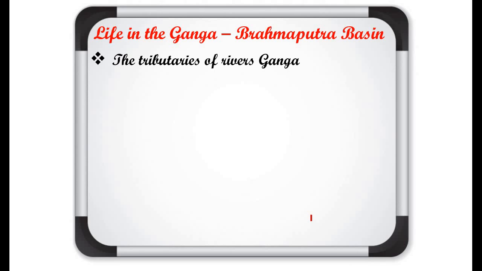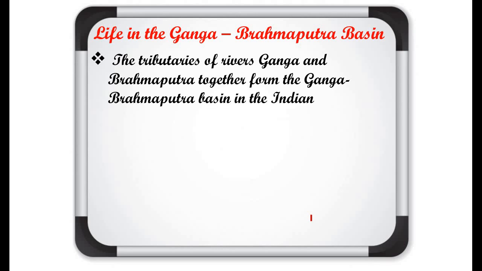Now we will discuss the second place, the Ganga Brahmaputra basin in India. Ganga is the main holy river of India, and another river is Brahmaputra. So these two rivers, with their tributaries, together form the Ganga Brahmaputra basin in the Indian subcontinent. In India, these two rivers drain a large part of the northern and northeastern part of India.